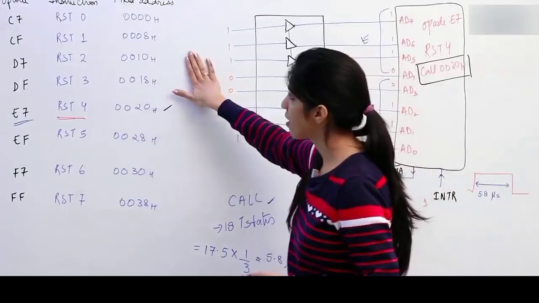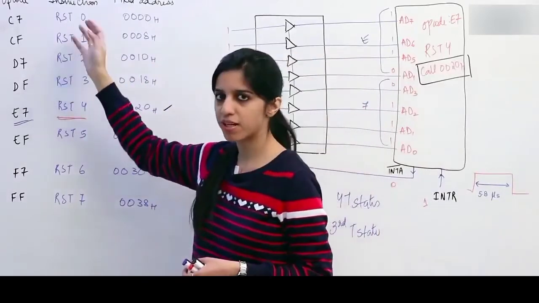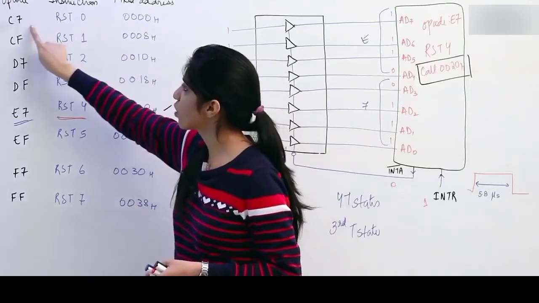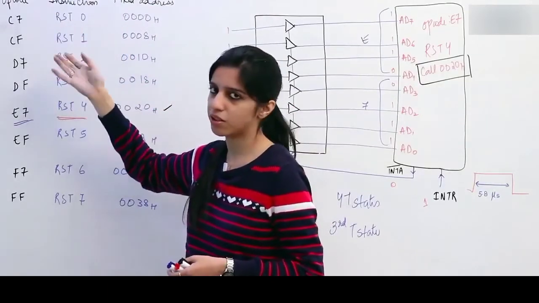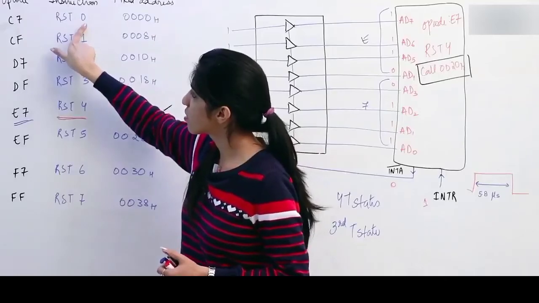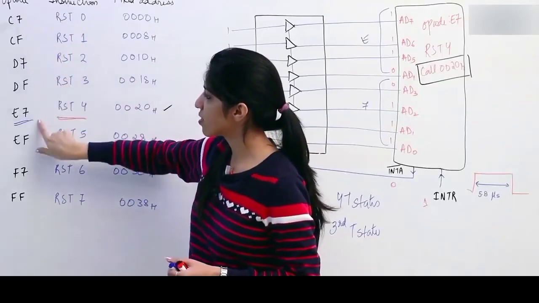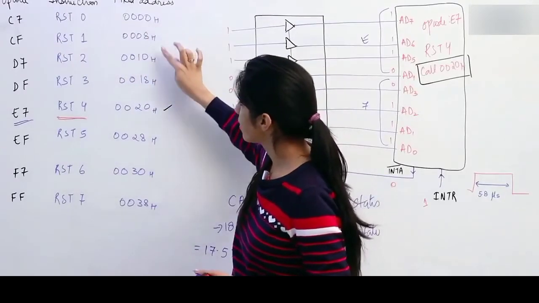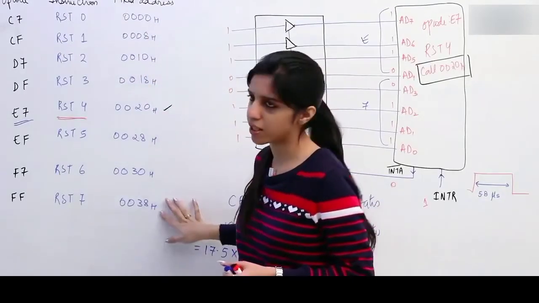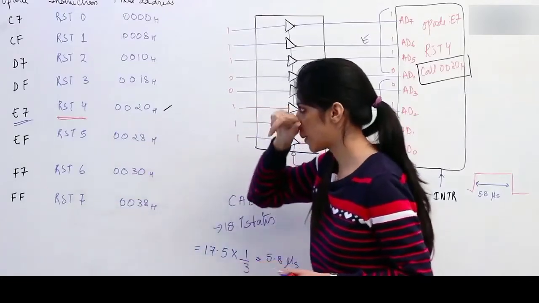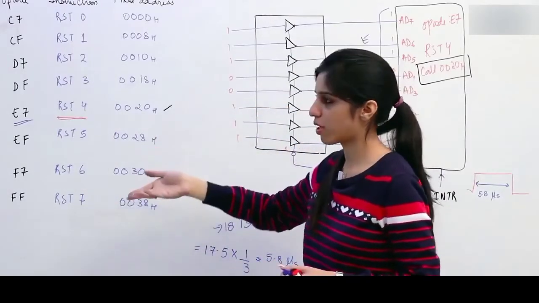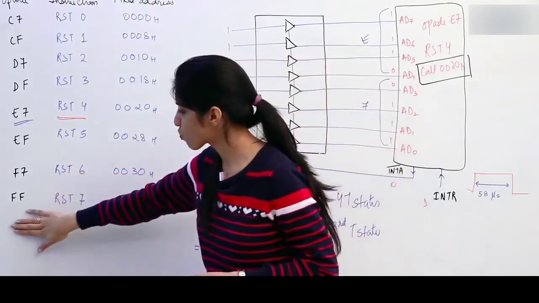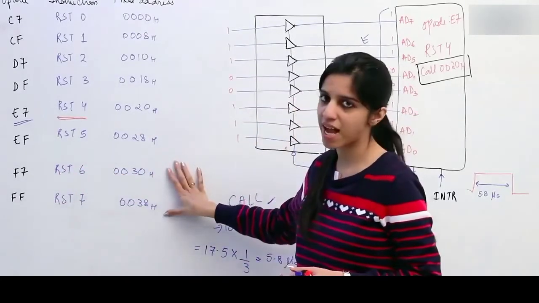These are the addresses and opcodes of the 8 software interrupts. RST0 has opcode C7. See, there is a pattern, you do not need to learn them. RST0 is C7, then CF, D7, DF, E7, EF, F7, FF, and also in their addresses 0008, 0010, 0018, 0020, 0028, 0030, 0038. I don't think you need any formula to learn them. So these are the 8 software interrupts, these are their corresponding opcodes, and these are their fixed addresses.